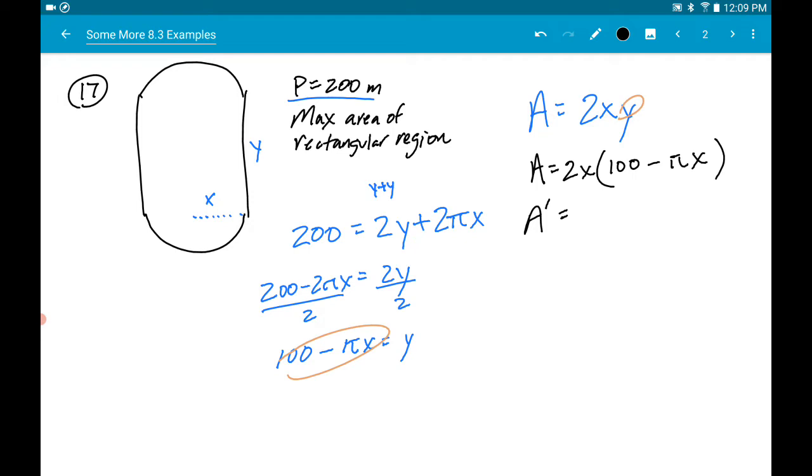Let me double check. 2y. 2 pi x, that's the perimeter around the track. I think I'm good to go. Again, I plan on posting some answers, but hopefully that helped you out.